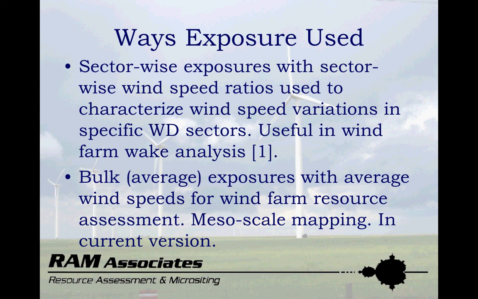And then otherwise, we combine the sector-wise exposures into what we call a bulk average exposure, where we weight the sector-wise exposures based on the frequency of the wind directions around the compass. And we use those with mean average wind speeds in mapping, as in RAMWind version 1 that we have now. And we also are beginning to use this concept in mesoscale mapping.